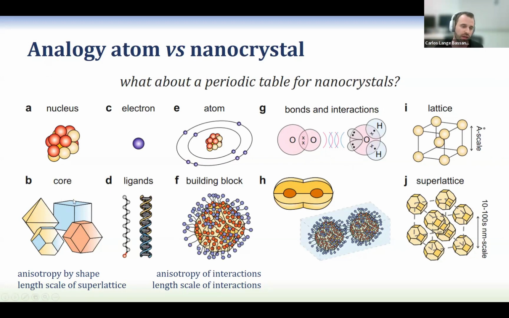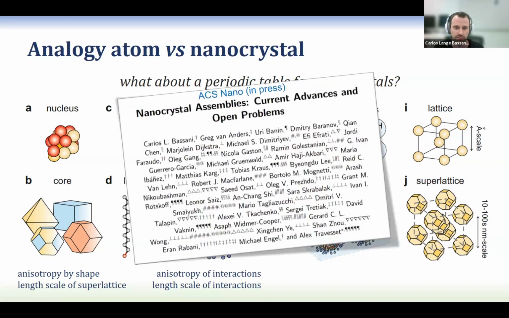So where we have nanocrystal cores, we can functionalize them with ligands, and now we form a building block very much like an atom. And these building blocks interact and form these superlattices. Well, the community is trying to find: is there a periodic table for nanocrystals? If you want to know more about that, we just have a collaborative paper with many co-authors that is in press in ACS Nano, so probably in the next weeks it will be online.